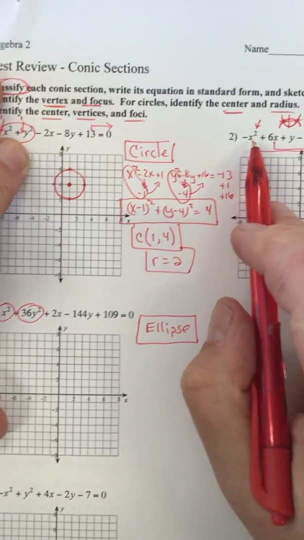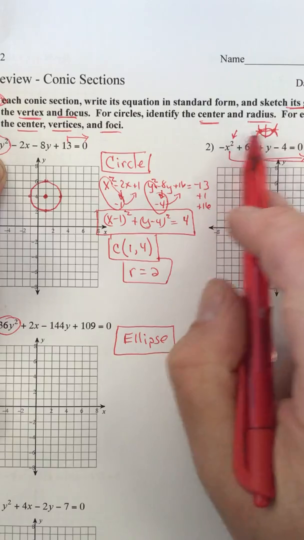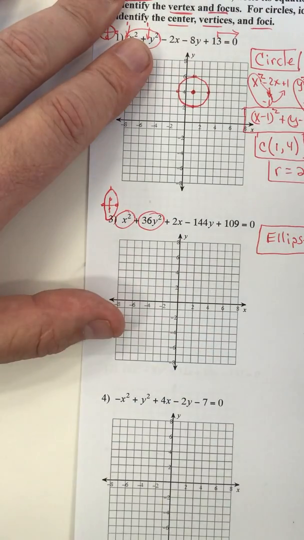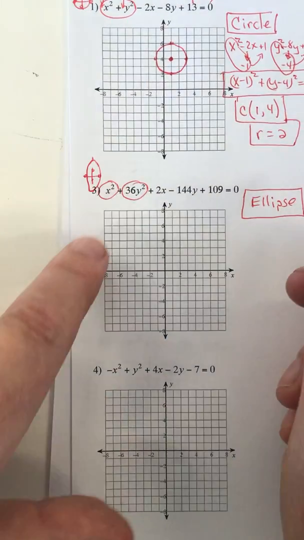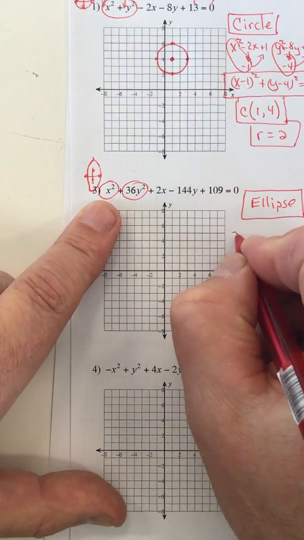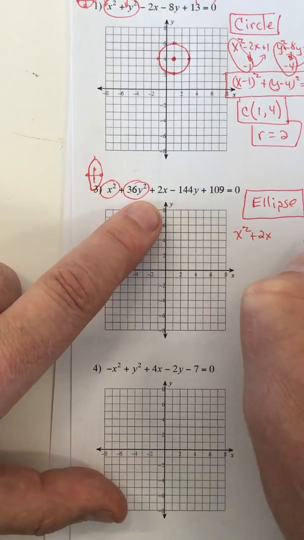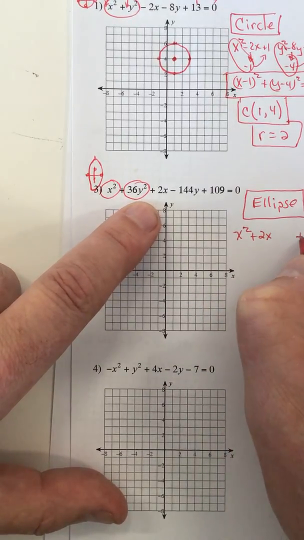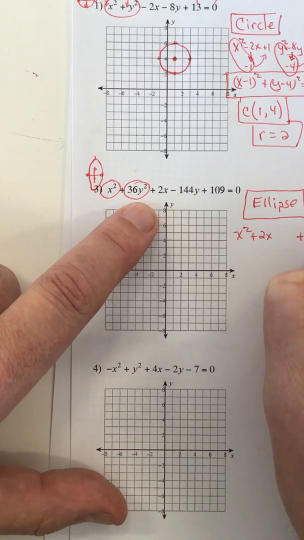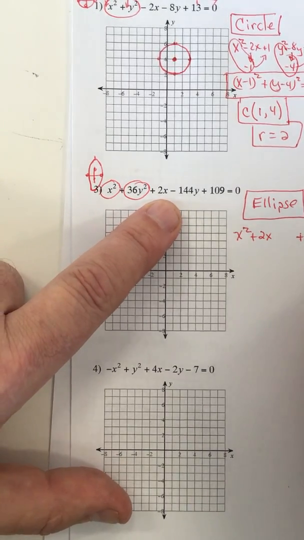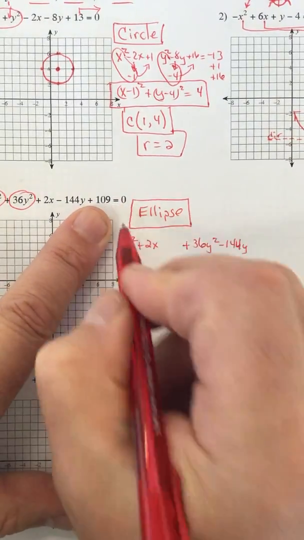Up here, there was only an x squared. It was only going to cross the x twice. Here, it's going to cross the x twice and the y twice. Okay, so let's complete the square to get the center. So we have x squared plus 2x, leave a space, and I have 36y squared minus 144y. I'm going to move the 109 to the other side.